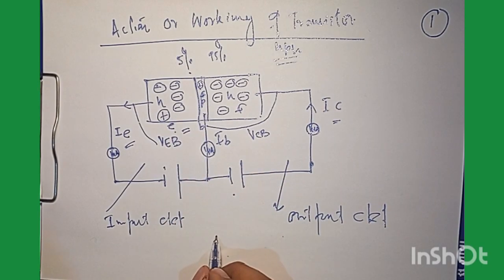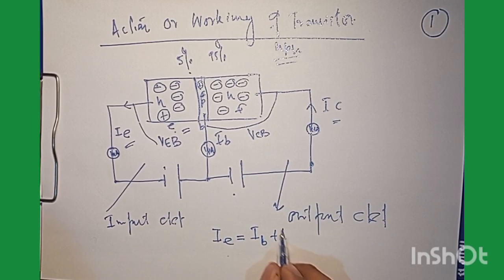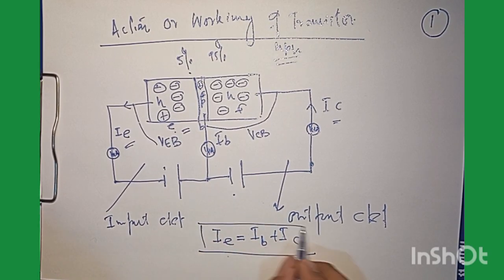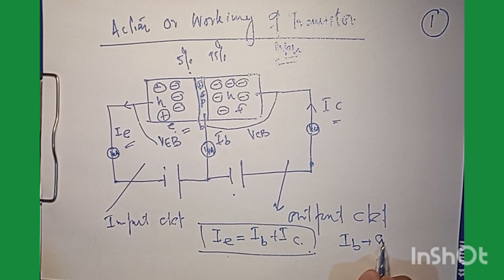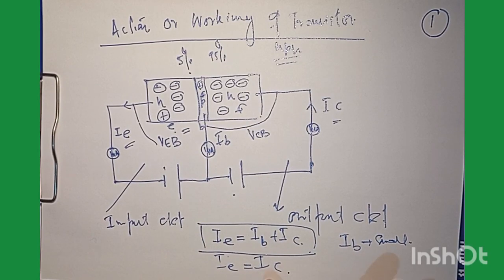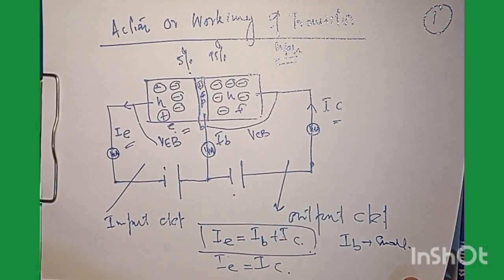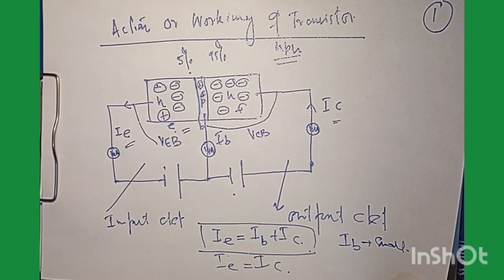So we can note down here that the emitter current is equal to the base current plus the collector current. But since IB is very small in magnitude, we can approximate the emitter current with the collector current. So we would like to draw this in a circuit form. The same analogy has to be applied to the PNP transistor.